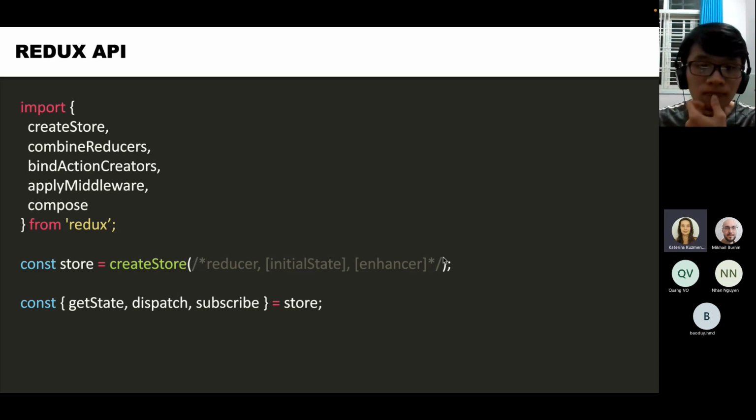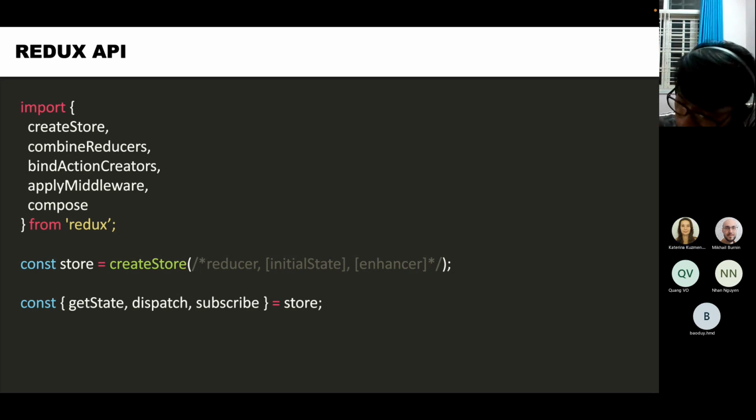The root reducer usually goes here. So createStore holds the complete state tree of your application. As I mentioned, this is a single store in our application. The arguments contain a reducer. This is a reducing function that returns the next state tree, given the current state tree and an action to handle.